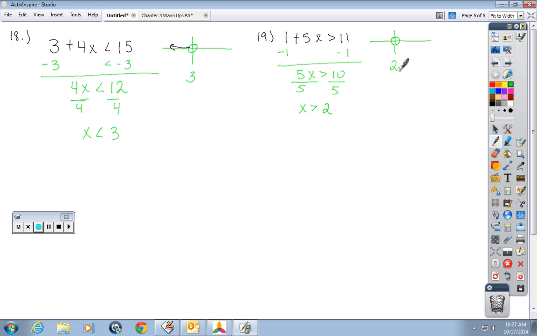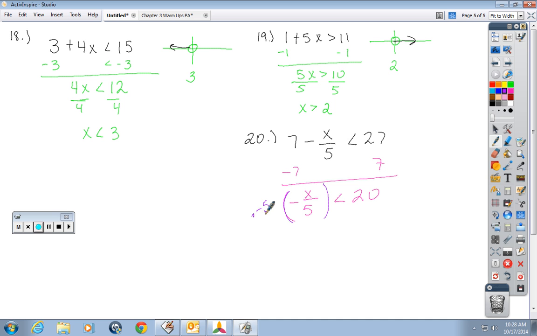All right, number 20. What would I do with number 20? Subtract 7. Yep, subtract 7 from both sides. What's 27 minus 7? 20. Okay, now what would I do? Times -5. Now what happens when I multiply by a negative number when I have an inequality? So I'm going to have to flip the inequality symbol this way. What's 20 times -5? -100. So any number that is greater than -100 would make that statement true.